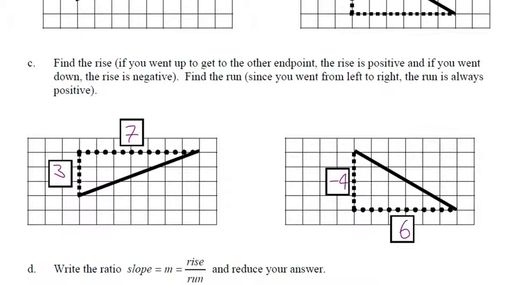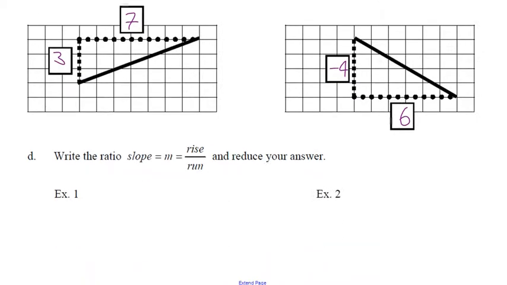So the rise, up positive, down negative. The run, we're going to the right, so the run will always be positive. Write the ratio of slope, m equals rise over run, and reduce your answer. So in example 1, m is equal to 3 over 7.